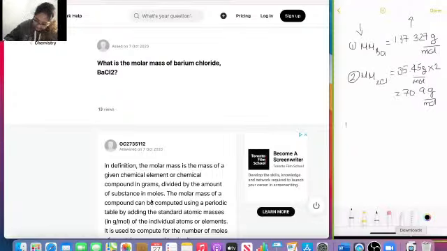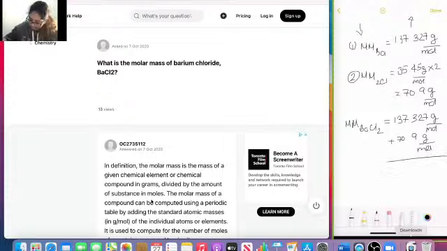Okay, and then the last step is to find the molar mass of barium chloride, and you basically add 137.327 grams per mole with 70.9 grams per mole, and you get 208.227 grams per mole.